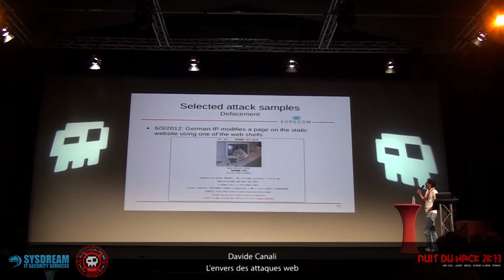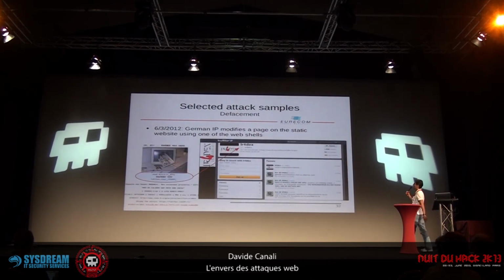This is another interesting example of defacement. As you may know, defacements are very lame. I would expect them to be run by script kiddies or people who really don't have anything better to do during the day. But in this case, in March 2012, we received this defacement by a German IP that modified a page on the static website using one of the web shells we made available. He inserted this page, and we had a look. He actually put a link to his Twitter profile. We had a look at the Twitter profile of the guy, and we were quite surprised to see that he had more than 400 followers and more than 1,000 tweets.